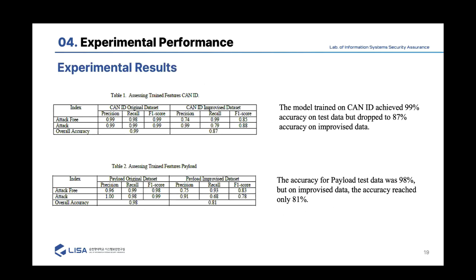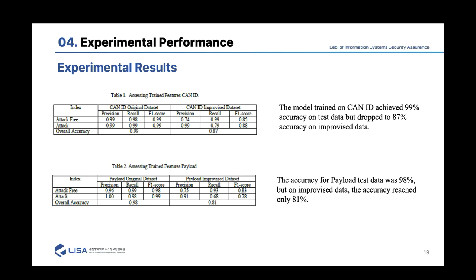And this is our experimental results. During the training phase, our model achieved a 99% accuracy rate when tested on the original dataset, which was trained on similar scenarios of attacks. However, when we tested on the improvised dataset, the accuracy rate dropped to 79%.